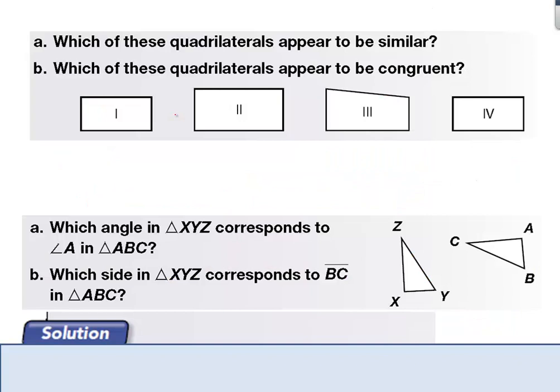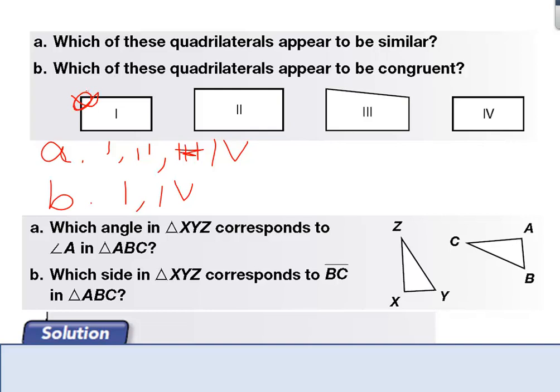So here in A, which of these 4 quadrilaterals appear to be similar, meaning that they're the same shape but not necessarily the same size? And which of these quadrilaterals appear to be congruent? Well, for A, you should have said that 1, 2, and 3 are similar. And for B, 1 and, I'm sorry, this is 4. 1 and 4 are congruent.